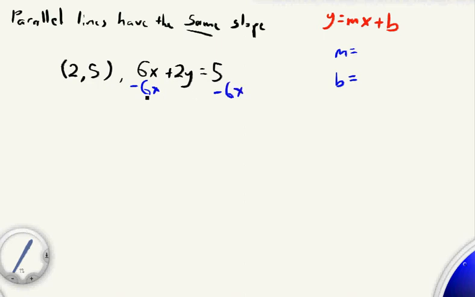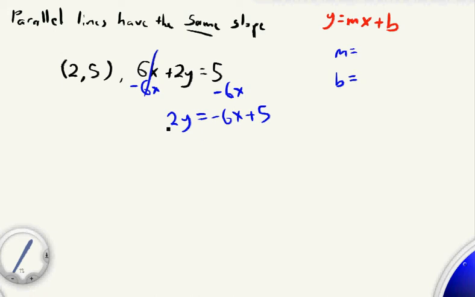So we have 6x, so we're going to subtract 6x from both sides. Now these 6x's are going to cancel, okay? So on this side we just have left 2y equals, and remember we want this to look like y equals mx plus b, so we really want this term to be first, okay? So we're going to have 2y equals negative 6x plus 5. We can't combine this 5 and this 6x because they're not like terms, right? This one has an x, that doesn't have an x, and so we're just going to rearrange the way that we're writing them.